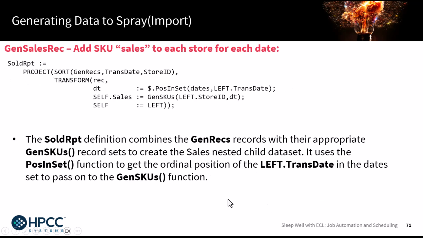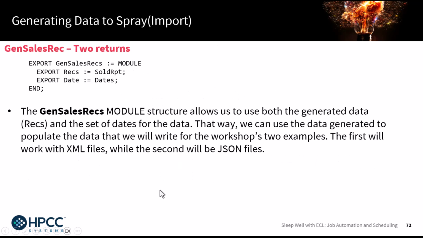All right, so finally, we have another thing called sold report. So again, this is how much was sold on each day. And there's a clever function that's in the root called position in set, which gets the ordinal position of the transaction date in the date set to pass on to the gen_sku function. All right, so this transform here processes our generated records, adds to our generated records. And the whole thing then wraps around a gen sales rex module, 2 returns here.